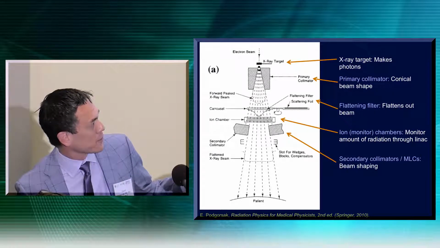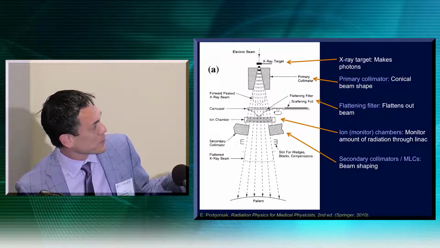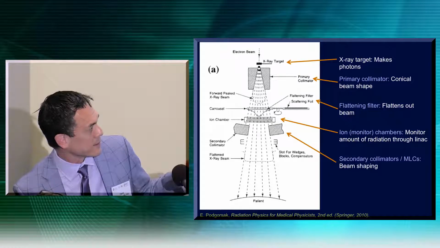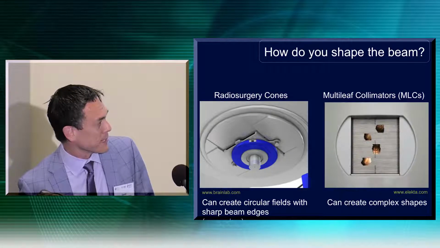They get flattened by a flattening filter. There's an ion chamber that measures how much radiation is going through the machine, so we know when to stop it. And then there's collimators that help shape the beam, and then you get down to the patient.